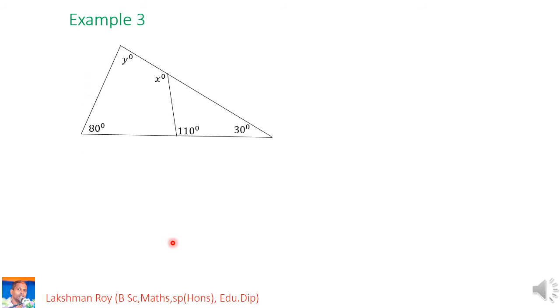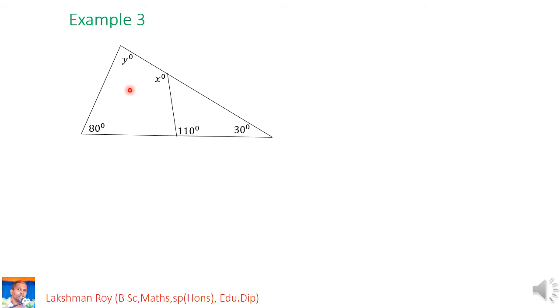Now this is my y degree. Now you can see here, students, x and y. How many unknowns are there? There are two unknowns, x and y. So you can see this is a quadrilateral. In this quadrilateral you can see this angle we don't know. Keep in mind this is a small triangle, but in this triangle this angle we don't know.